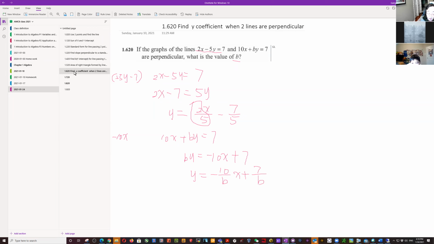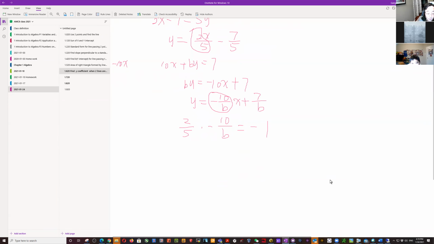7 over b. So in order for those two lines to be perpendicular, their slopes multiply to negative 1. This is the second line's slope, this is the first line's slope. So 2/5 multiplied by negative 10 over b is going to be -1. Here, we just multiply by -1 on both sides.